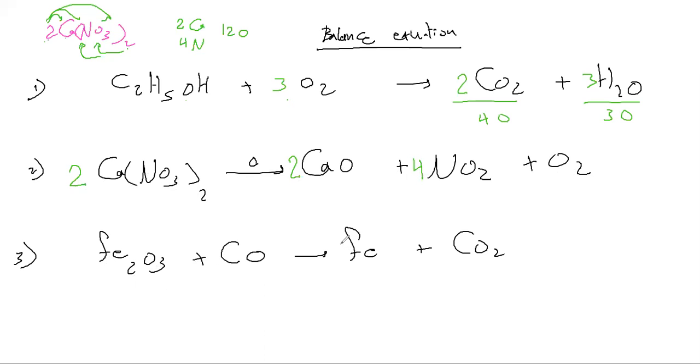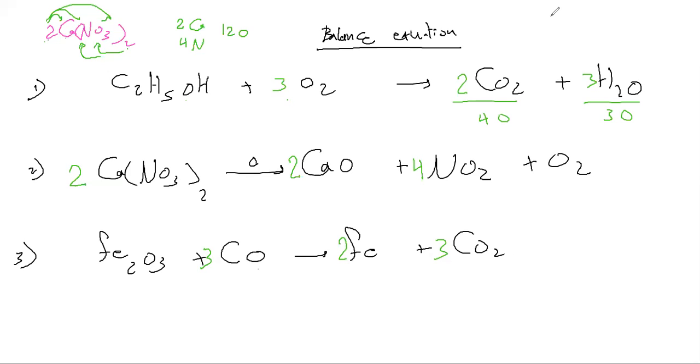Fe is 2. We will make 2. Carbon 1 is 1. Oxygen 4, we have 2. We will make 2. But now we have 2 carbon and 1 carbon. So we will add 1 to be 3. 3 carbon, it will be 3 carbon. 6 oxygen, 3 plus 3, 3 multiplied by 2.